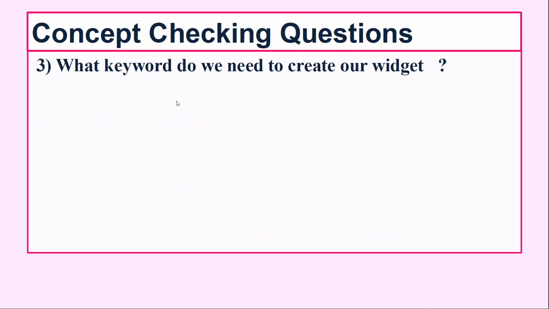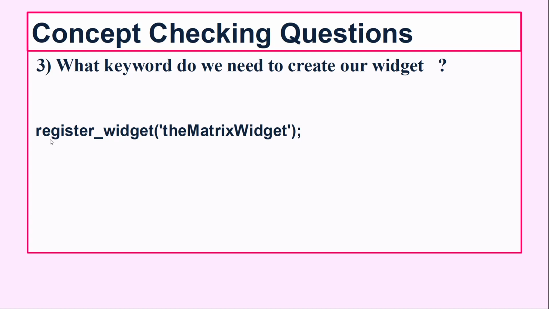What keyword do we need to create our widget? Well, we need to use that register widget, and then importantly, you need to remember the name of this widget. So the Matrix widget is going to be the name of our class in our widget file. So we need to make sure that this matches up to the class name. So if you've got all those questions right, you've got a good grasp of the knowledge.